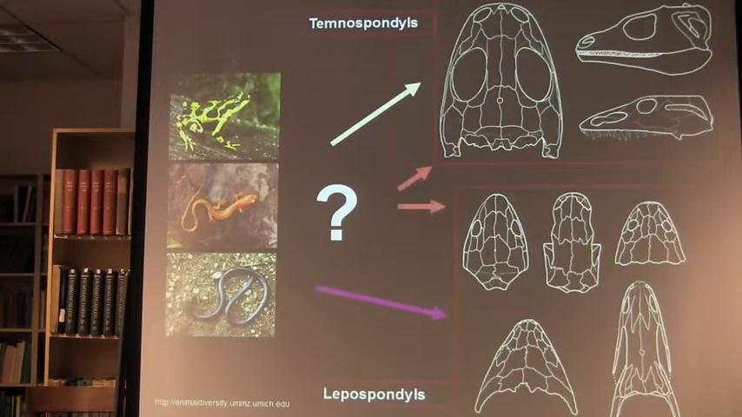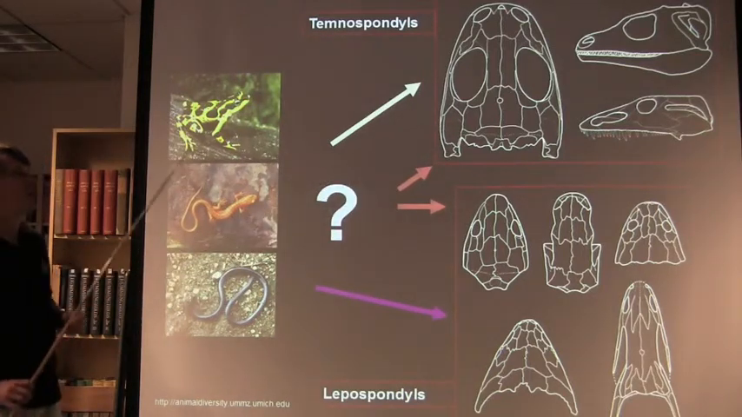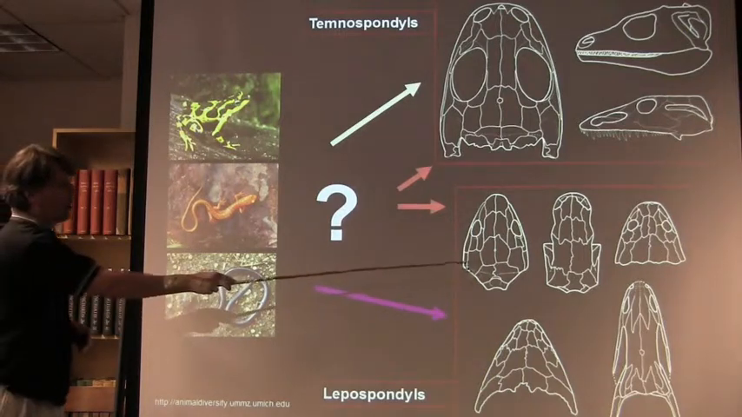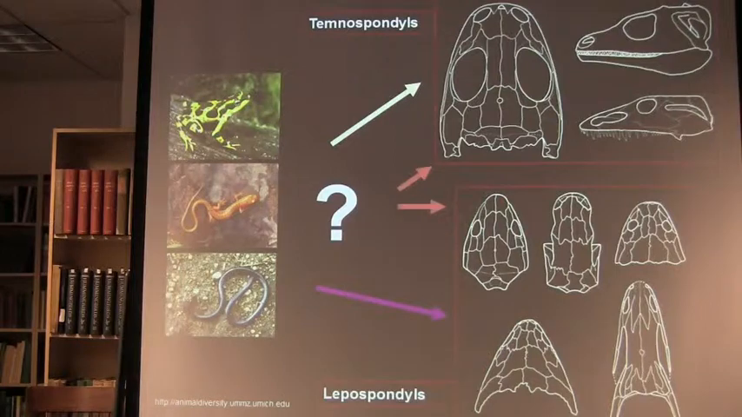Still another minority view, which takes a number of different forms, suggests, well, it's a little of column A and a little from column B, where frogs and salamanders have origins amongst various groups of amphibian Lepospondyls, but caecilians are sister taxa to Microsaurs, in particular, taxa such as that.